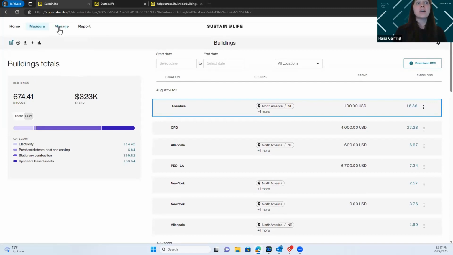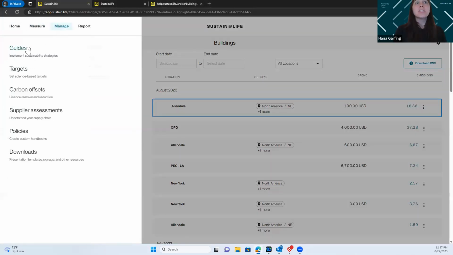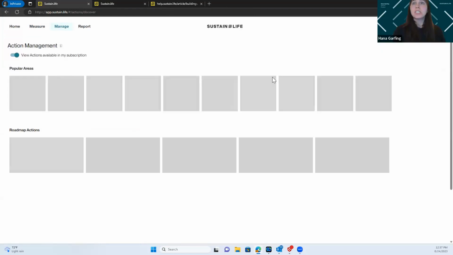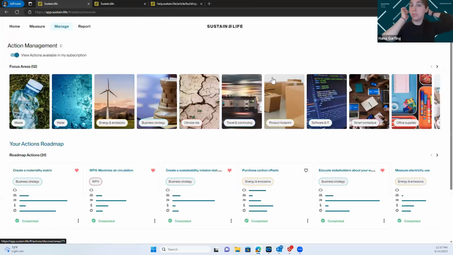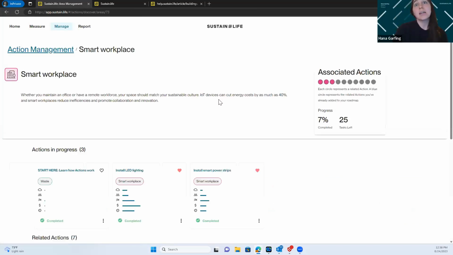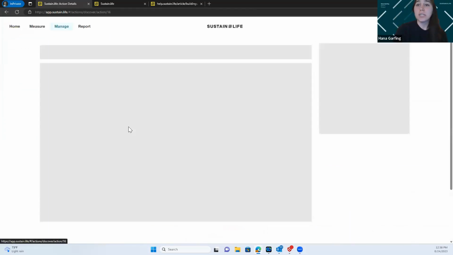So from there, I'm going to walk you through a little bit of our manage section, specifically just one action. As I mentioned, actions are basically how-tos on something. We have over 100 actions, and they help you with your ESG initiatives, as well as actually reduce your emissions numbers that you have for each of your categories. So I'm going to start with a really simple one that might resonate with people, whether they're even at home, this is something that you can do. I'm going to start with smart workplace. I'm going to go to this really easy one, install LED lighting.